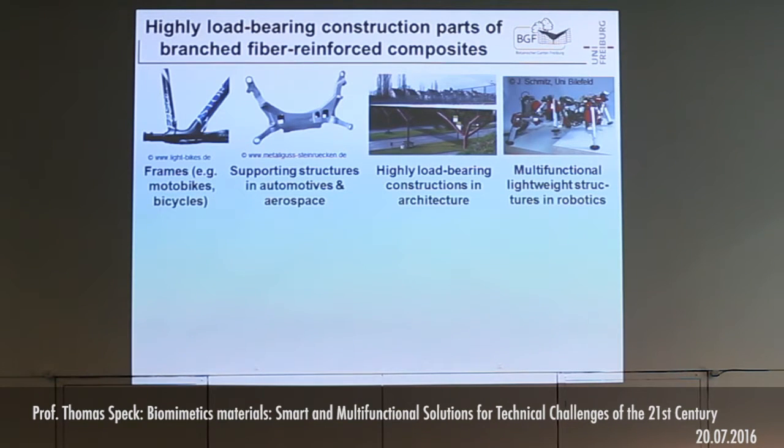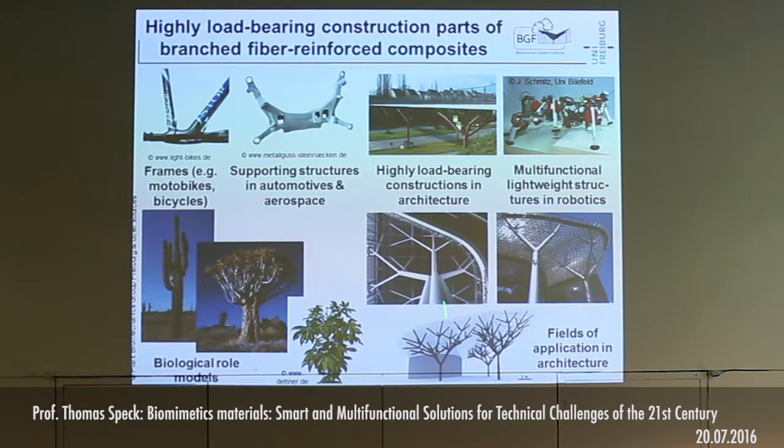Where can they be used? The use of these high load-bearing constructional parts, made of branched fiber reinforced composites, is wide-ranging: from frames for motorbikes or bicycles, supporting structures in automotive or aerospace, for example stringers, to high load-bearing constructions in architecture. But you can also use these multifunctional lightweight structures in robotics, for, let me say, a multifunctional kind of foot or other ground parts, because they're very lightweight and can be equipped with sensors and actors. What do we do? We look at different plant role models, and you may be surprised why we have selected these strange plant role models, but I will explain them in a second.